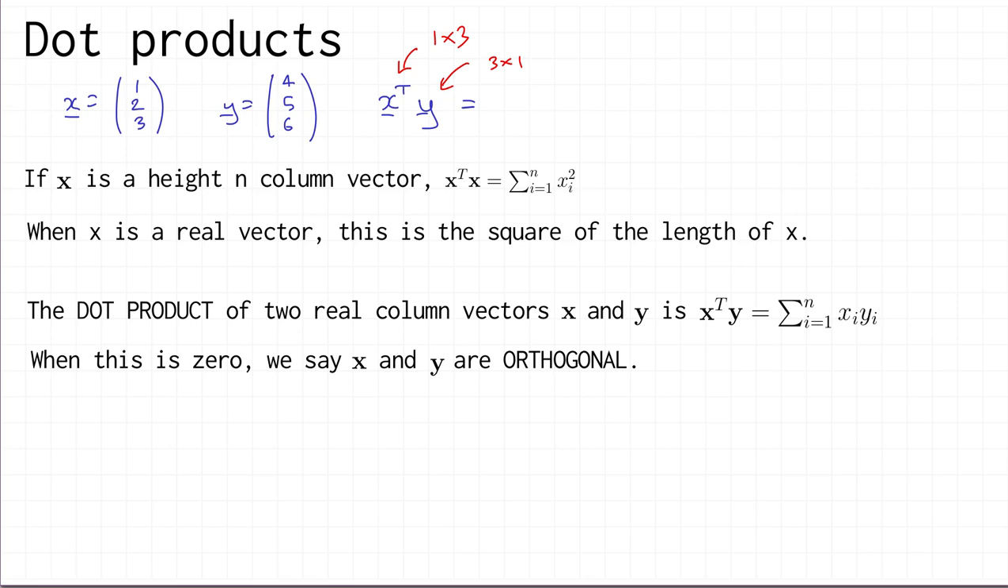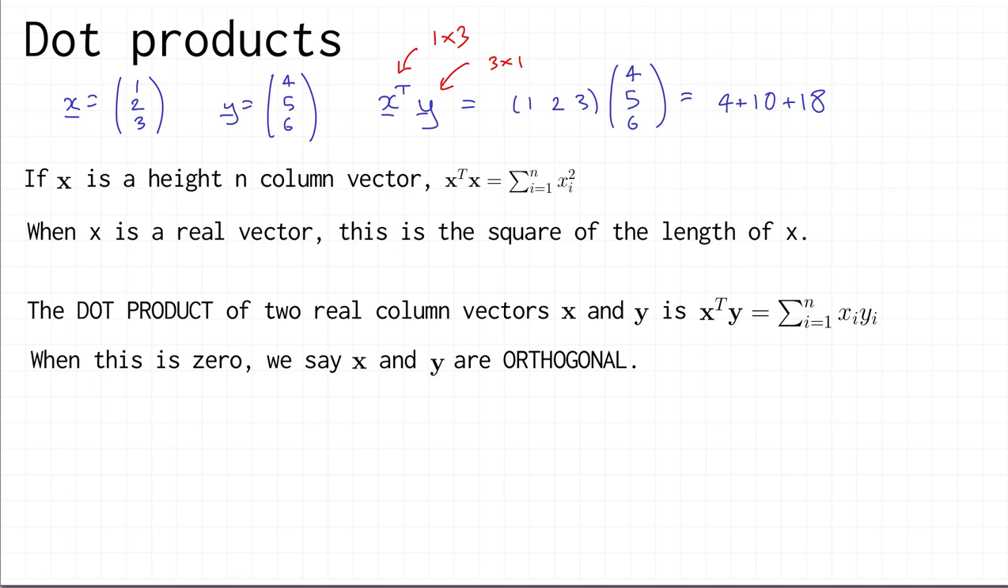So here, if you work out X transpose times Y, that's 1, 2, 3, matrix multiplied into 4, 5, 6, and the answer here is going to be 1 times 4 plus 2 times 5 plus 3 times 6. Okay, a number. So normally we will identify 1 by 1 matrices with numbers. And this is what people talk about when they talk about a dot product. So a dot product between two vectors is a way of getting a number out of two column vectors of the same height. And this is the way that it's done.